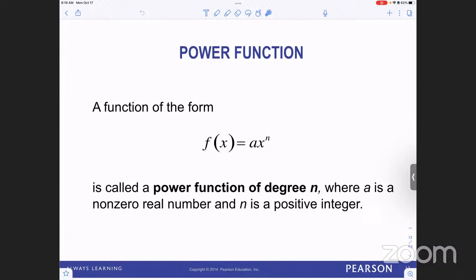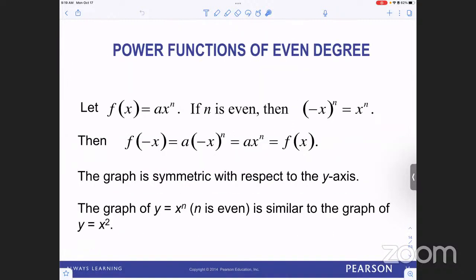Okay, so a power function: some real number times x to some positive integer. Say we're considering power functions of even degree. So we have this power function, and if the degree on x is even, then what if we consider negative x to an even power?